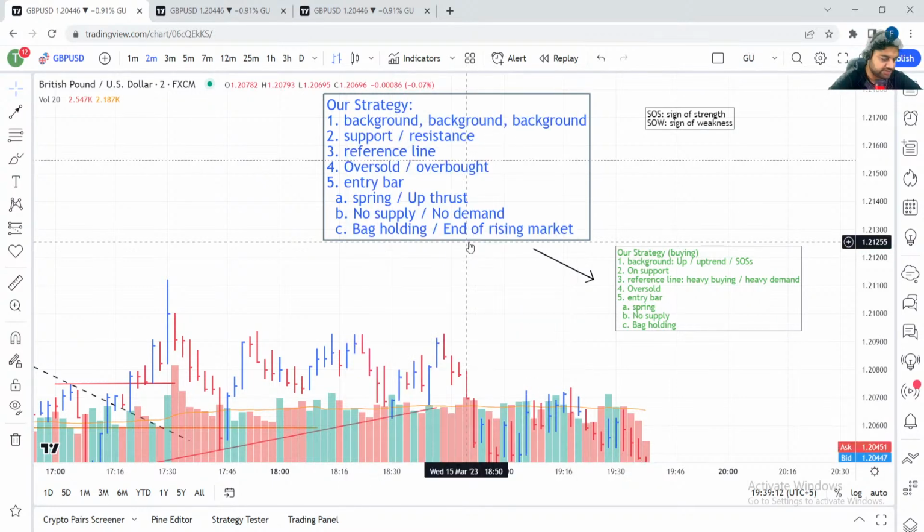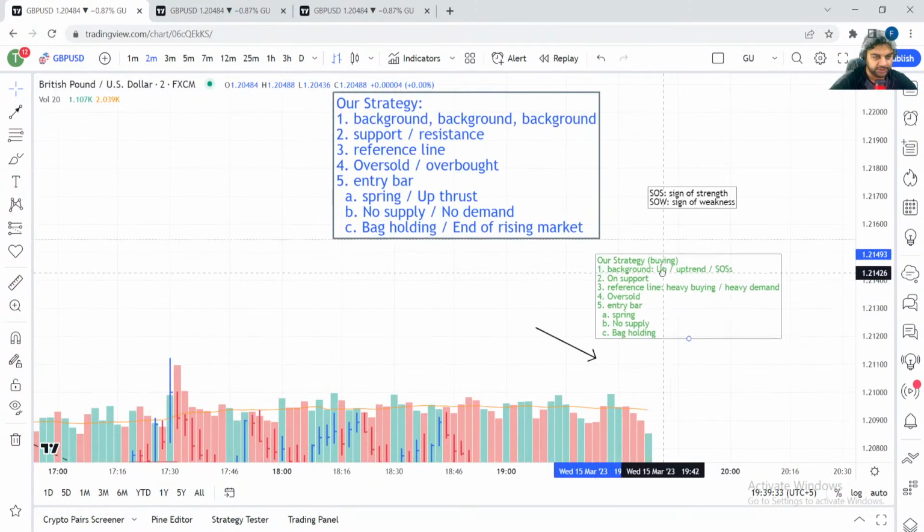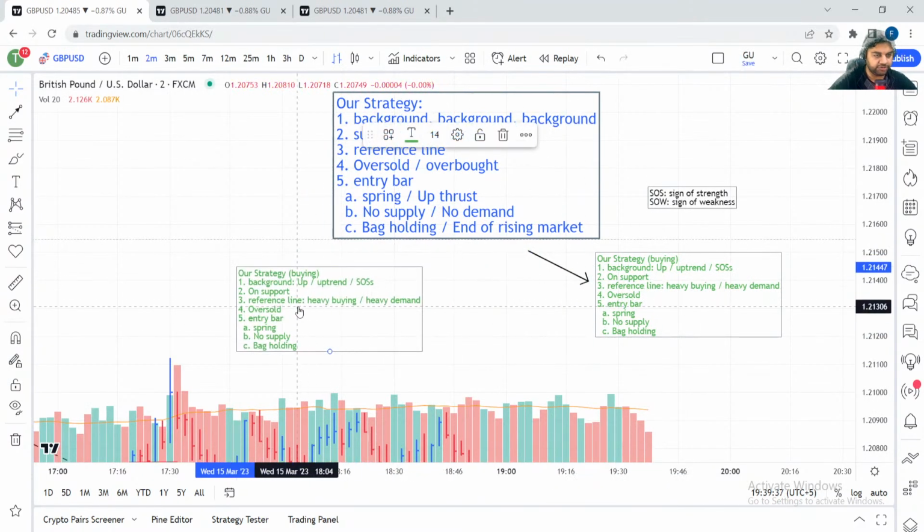So guys, there you have it. When you have all these conditions in the market at the same time, when you see all of these things, then you are ready to buy. That's it, very simple. If you see all of these conditions, you are ready to buy. Okay, so that's for buying. And how about for selling?